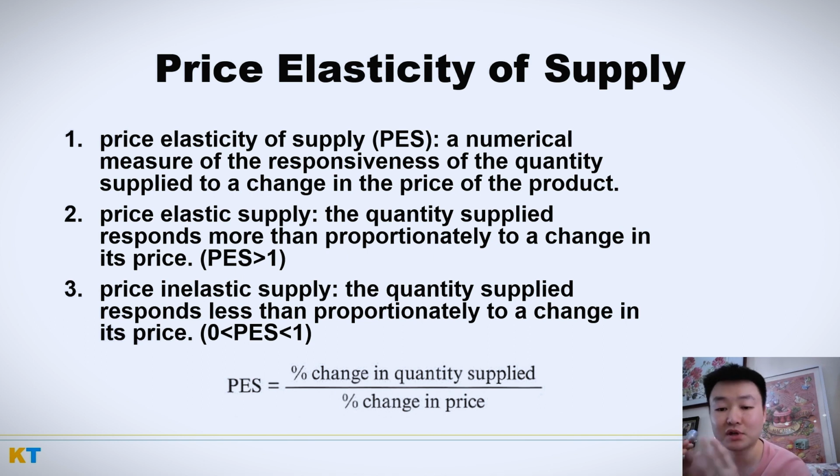Now, if the good has a price inelastic supply, then the percentage change in quantity supplied is smaller than any given percentage change in price. In other words, suppliers are not really able to respond to changes in price. And so that results in a price elasticity of supply number that is in between 0 and 1. And just like price elasticity of demand, there are no units for price elasticity of supply.